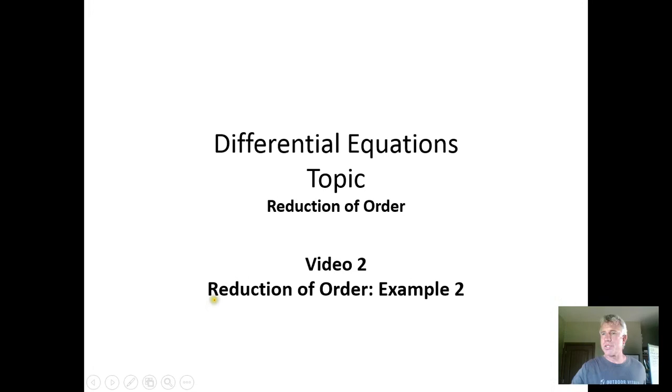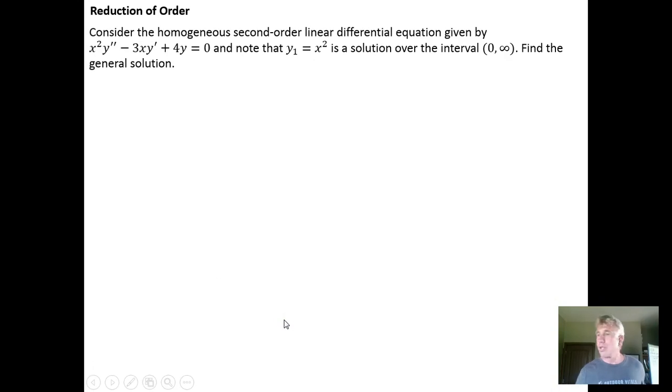So in this video we're just going to do a second worked example showing reduction of order. So we have a second order linear differential equation, x squared y double prime minus 3x y prime plus 4y, and it's equal to 0. And then remember, we are given a solution, y sub 1 equals x squared.